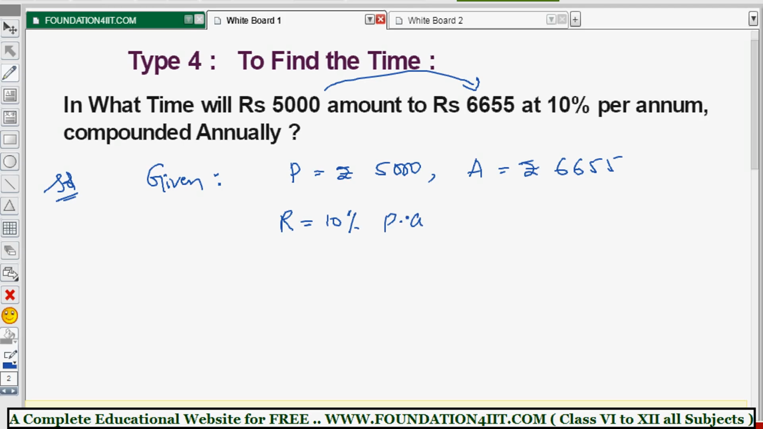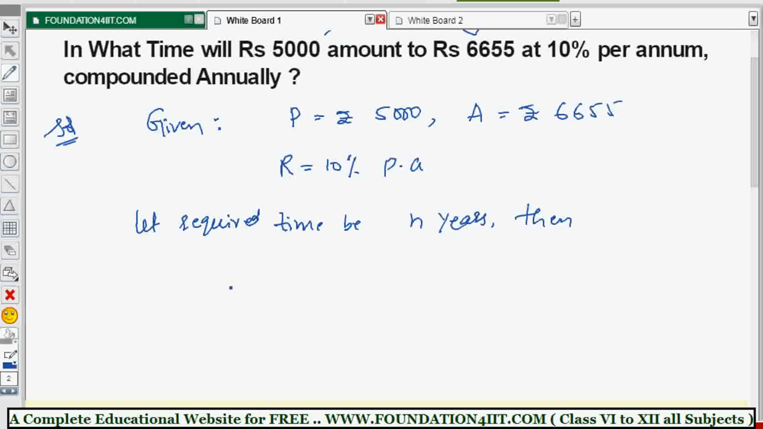Let the required time be n years. So within n years this changes. Then the same formula, the amount formula, will apply. Amount is equal to P into 1 plus R by 100 whole to the power n. You apply the same formula to find out the value of n.